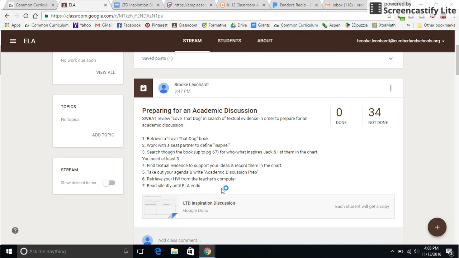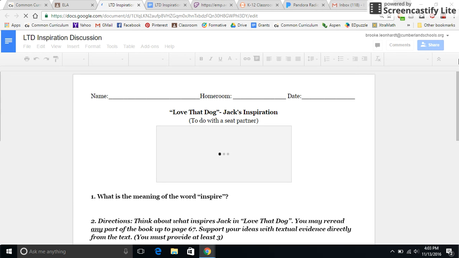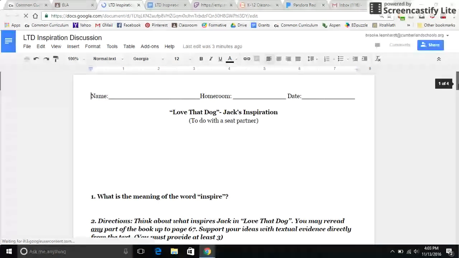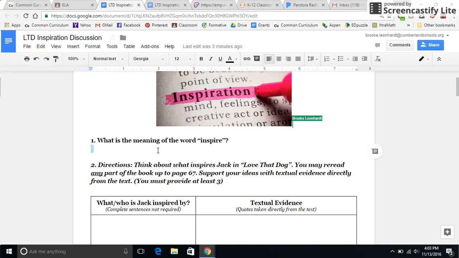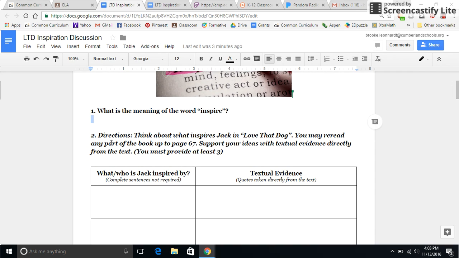I'm going to go over what the actual worksheet looks like right here. This is the assignment that you'll have in front of you once you follow those first steps. Okay? What is the meaning of the word inspire? You don't need to go and get a dictionary. You don't need to look online. You're going to sit with the partner next to you and type up your own version of what you think it means for someone to be inspired or someone to inspire someone else. Okay? After that, you're going to move on to number 2, directions.